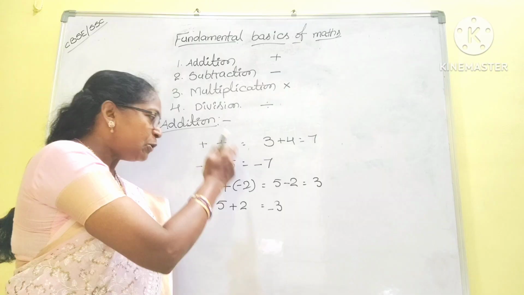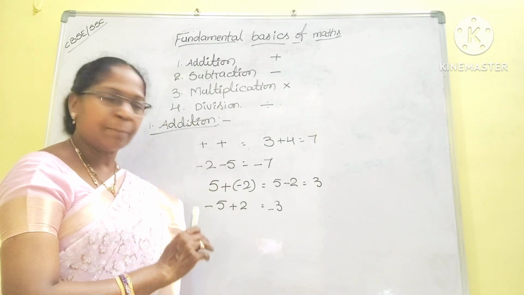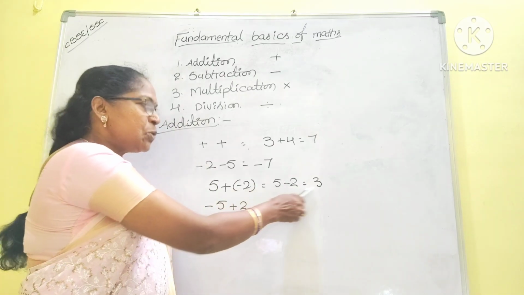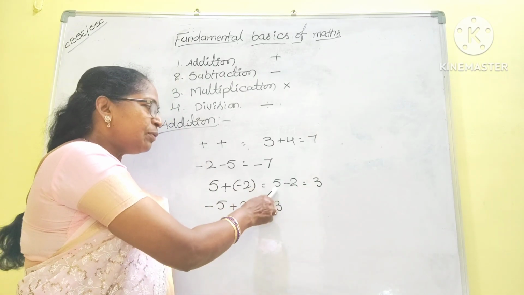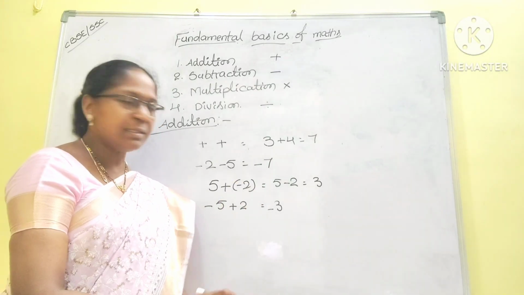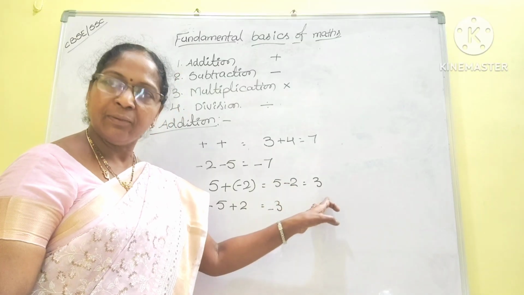And if one is positive and another one is negative, then you should do the subtraction. So 5 minus 2 equals 3. 5 is nothing but plus 5. If the symbol is not there, the meaning is a plus number. So plus 5 minus 2 equals 3.